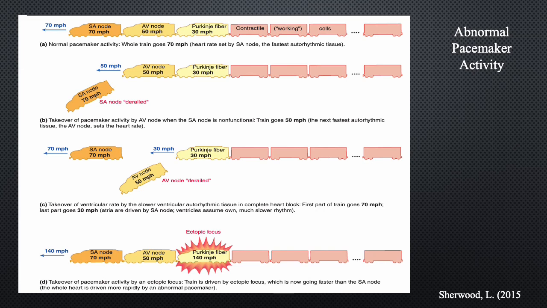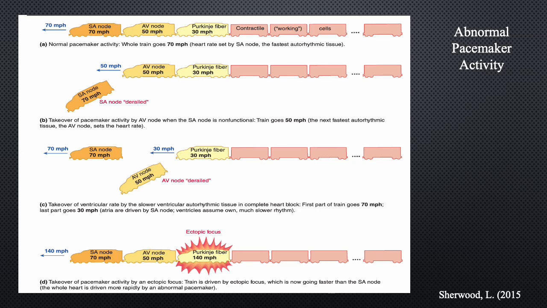pacemaker activity. If impulse conduction becomes blocked between the atria and the ventricles, the atria continue at the typical rate of 70 beats per minute, and the ventricular tissue, not being driven by the faster sinoatrial node rate, assumes its own slower autorhythmic rate of about 30 beats per minute, initiated by the Purkinje fibers.